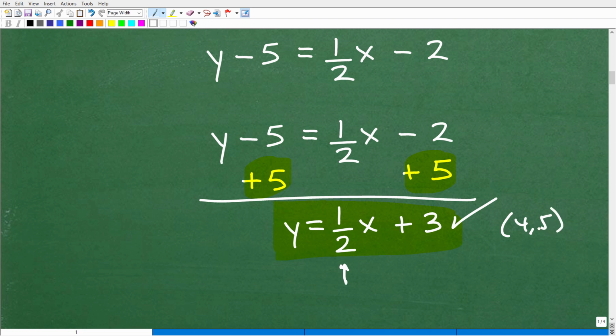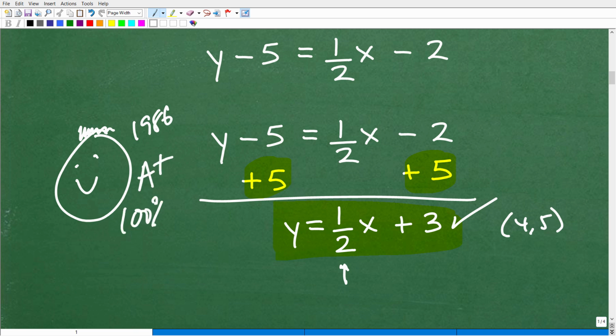If you got that right, then I must go ahead and give you a good old 1986 flat top haircut. That was an excellent haircut, an A plus and a 100%. As a matter of fact, I'm going to give you a few extra stars so you feel extra special today.